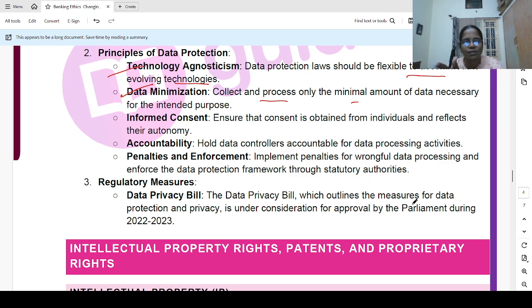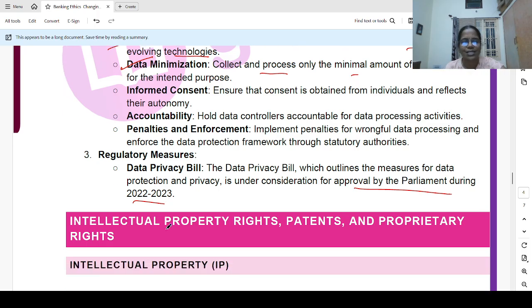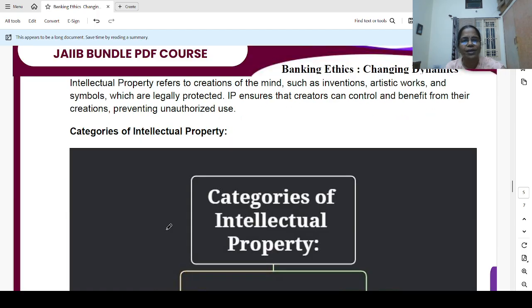So what are the regulatory measures? A data privacy bill, which outlines the measures for data protection and privacy, was under consideration for approval by the parliament during 2022-23. Then intellectual property rights, patents and proprietary rights. What is IPR? IPR refers to creations of the mind, whatever the intellectual skills, innovations, artistic works and symbols, which are legally protected through intellectual property.